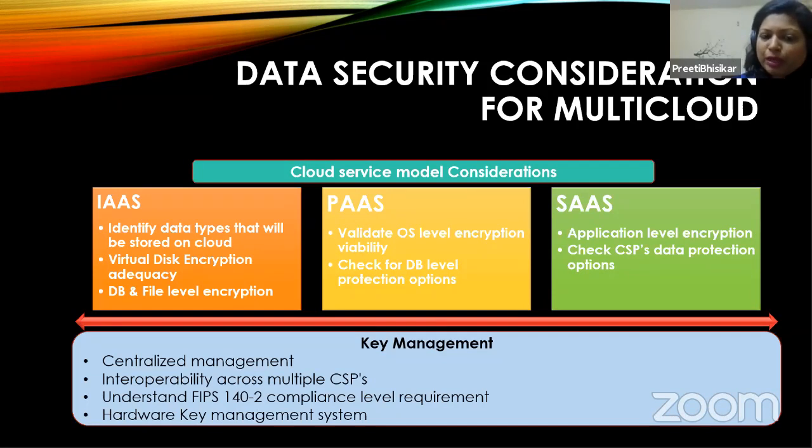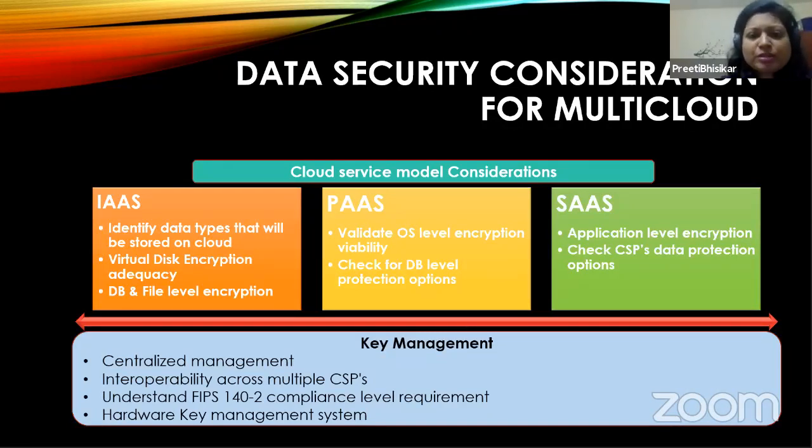Depending on the nature of the cloud that you are consuming, if it is infrastructure as a service, we need to identify the data types that we're going to store on that cloud, utilizing that infrastructure. Then virtual disk encryption adequacy, and database and file level encryption. These are the aspects that we should check when we are moving to the IaaS model of cloud. If it is platform as a service, we need to validate OS level encryption and check for DB level protection options. If it is software as a service, then application level, and we also need to check the CSP's data protection options. What options does it have?